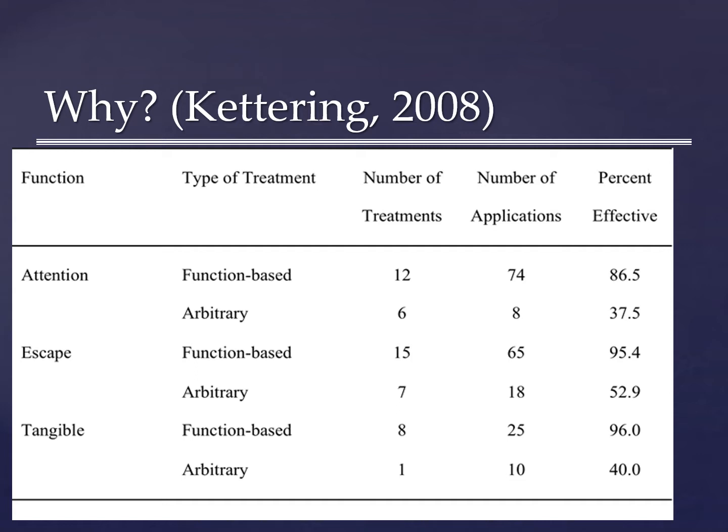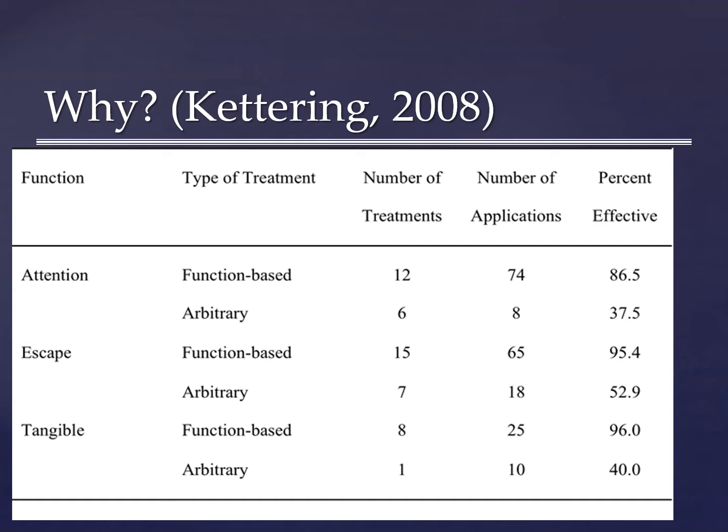Here are some data indicating the effectiveness of function-based and arbitrary interventions, published in behavior analytic journals. In the first column, a function of behavior is listed. Then, interventions are divided into function-based and arbitrary categories. In the third column, you can see the number of different treatments in each category that were found in this literature review. Then, the number of times those treatments were written about in different articles. Finally, the percentage of times that the given category of intervention was actually effective in affecting behavior.